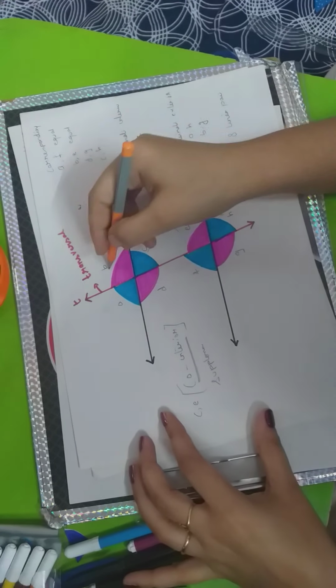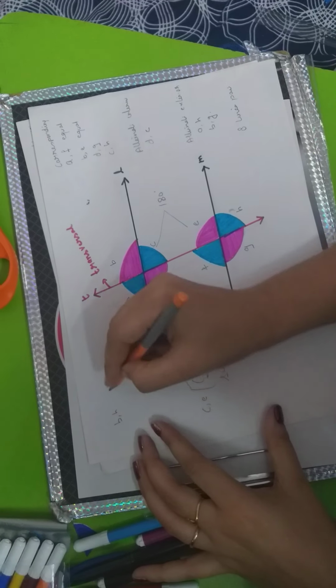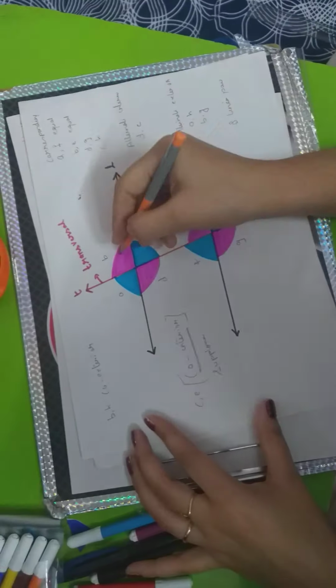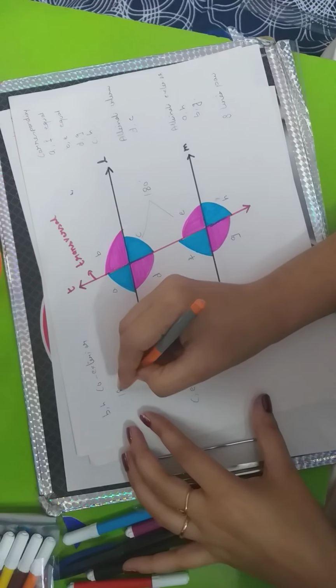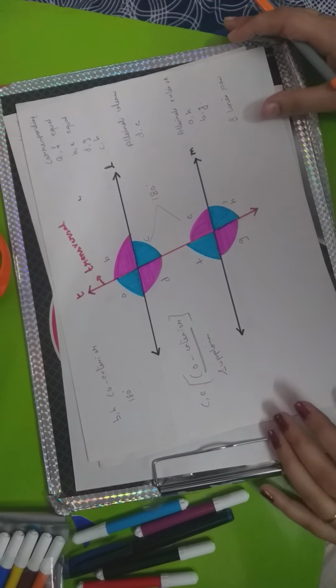Similarly, B and H are called co-exterior, and they both have the sum as 180 degrees. So they both are supplementary.